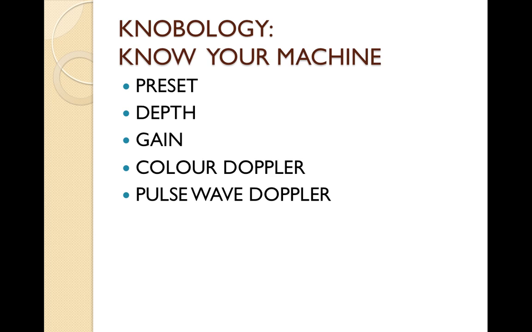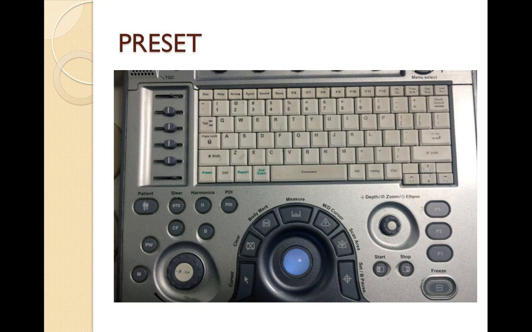Knobology. We should know our machine. There are certain important knobs like preset, depth, gain, color Doppler, pulse wave Doppler. We will discuss it one by one. First, most important knob is preset. This is a GE machine and this is the preset knob.